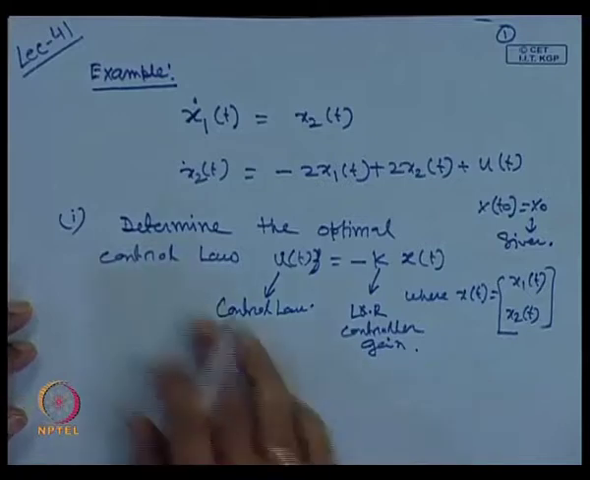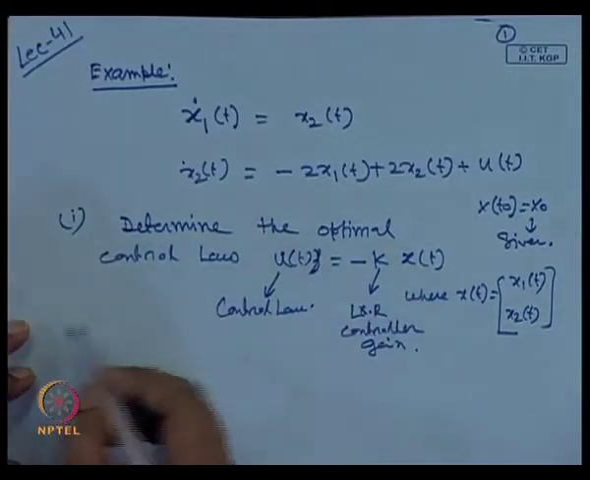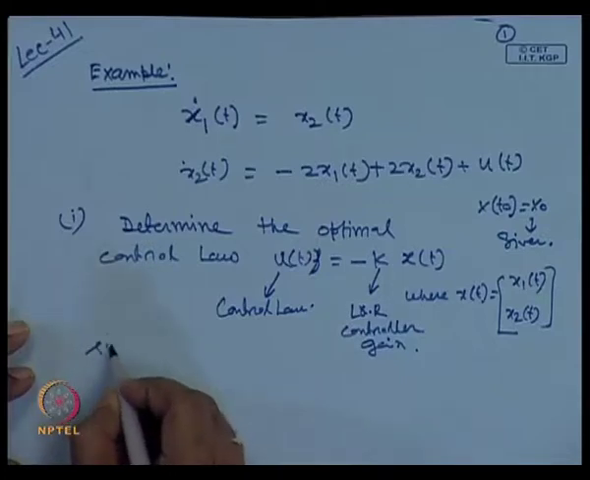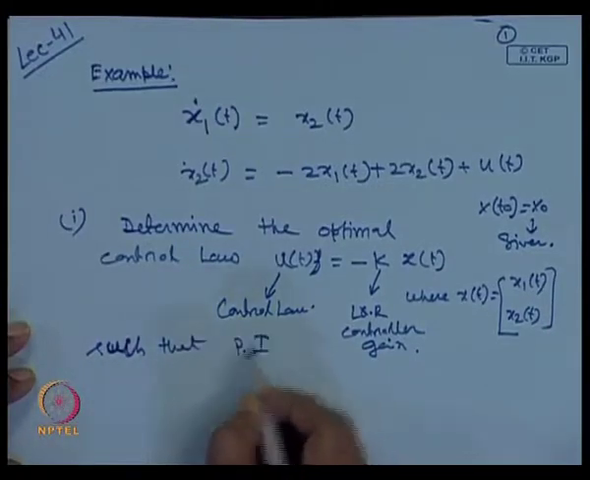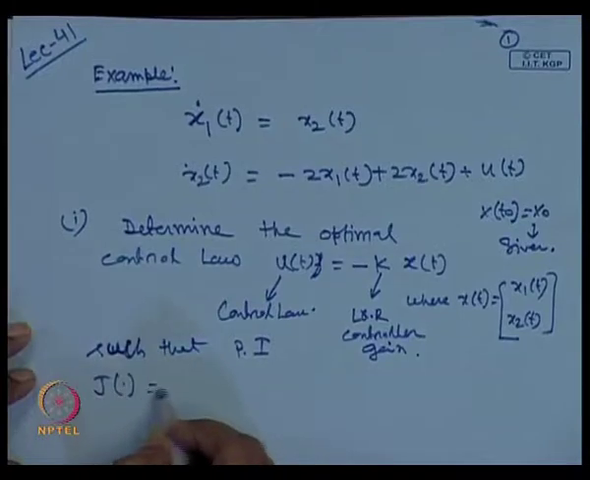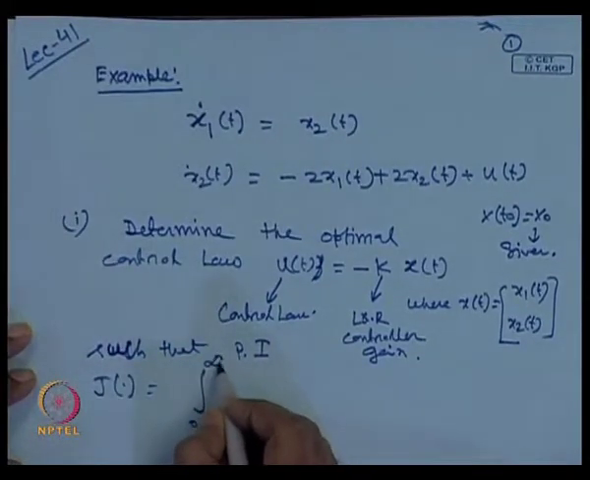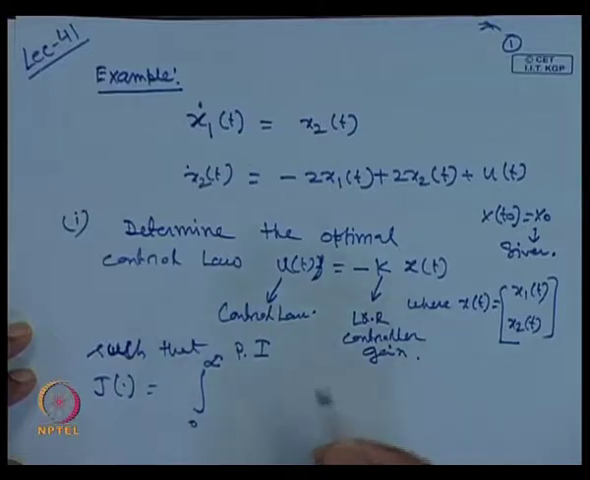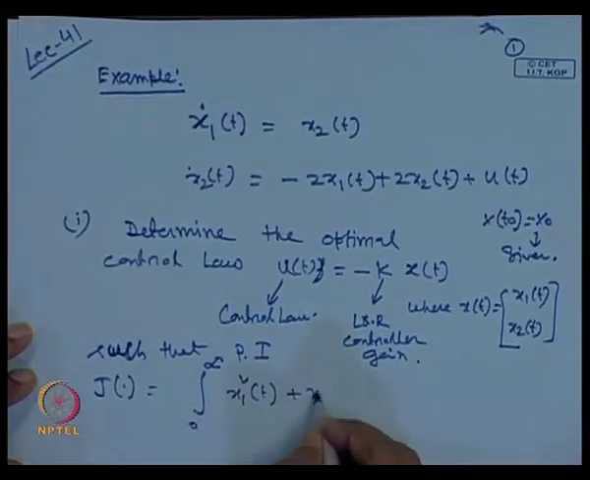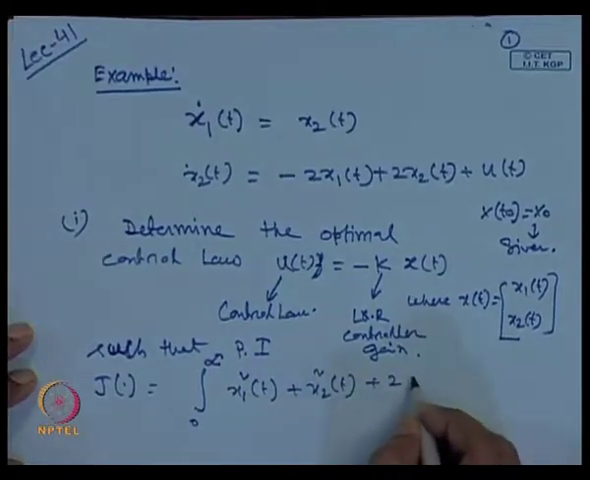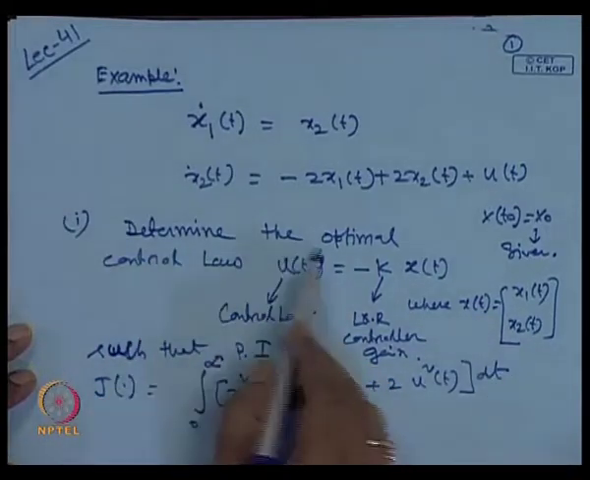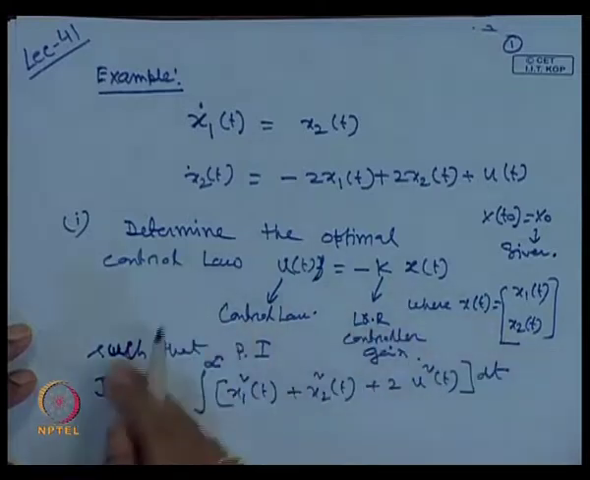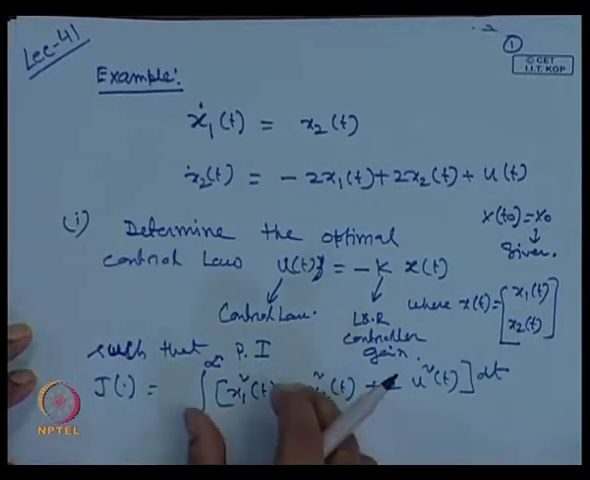So, we determine the optimal control law u of t such that the performance index J is equal to the integral from 0 to infinity, because it is an infinite time regulator problem, or infinite horizon control problem, of x1 square of t plus x2 square of t plus twice u square of t, whole dt, is minimized. You design a control law u of t such that this performance index is minimized, and this interpretation we have already discussed.